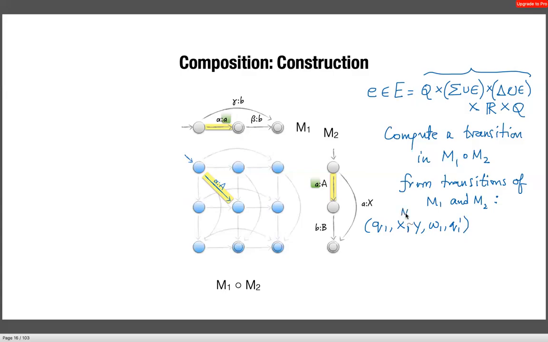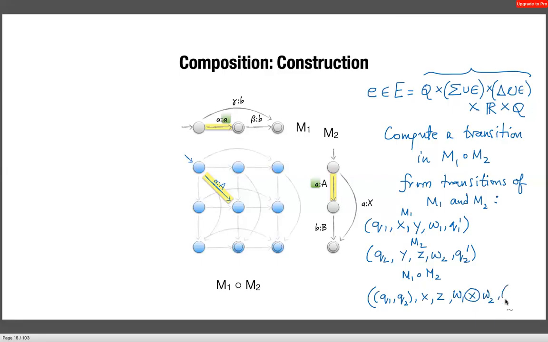And then you have another transition which looks similar. You have Q2, which takes Y as input, and then you have Z, some weight W2, and then Q2 prime. What would be the resulting transition in the composed machine M1 composed with M2? First, you would have a state which you can represent just as a tuple of the two states in the component machines. Your input will be X, your output will be Z, and the weight will be W1 times W2.